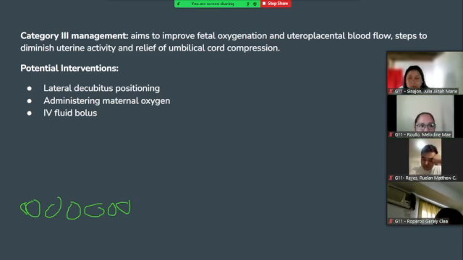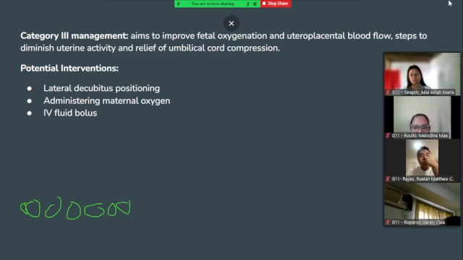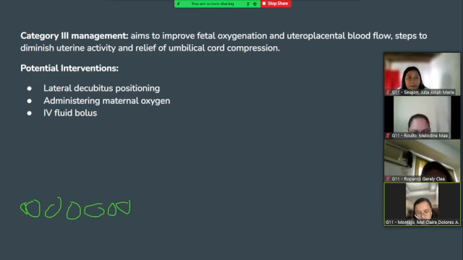For the management, the woman is moved to a lateral position, and then supplemental oxygen is provided at 10 liters per minute using a non-rebreathing mask. Oxygen administration is discontinued as soon as possible based on the fetal status. And usually, IV hydration at 500 to 1,000 ml of lactated Ringer's is given over 20 minutes.